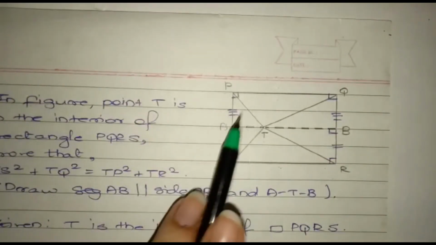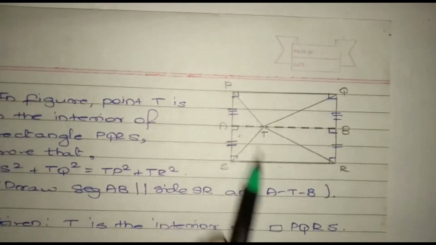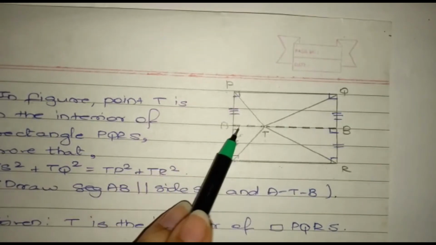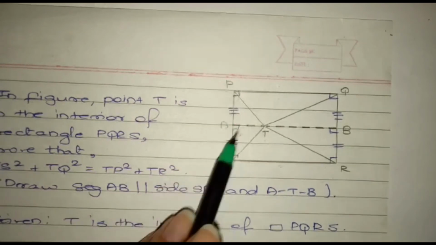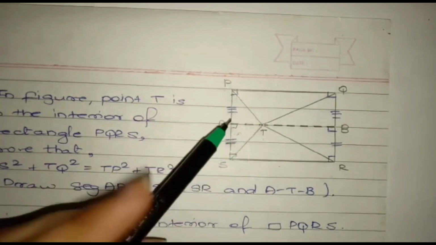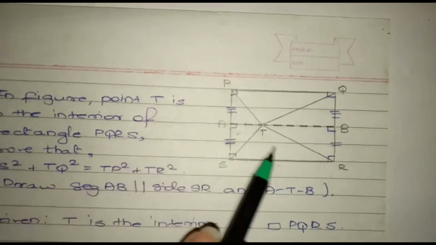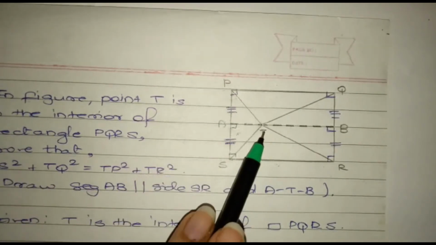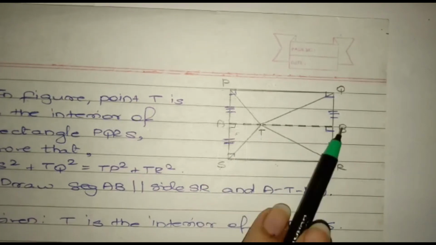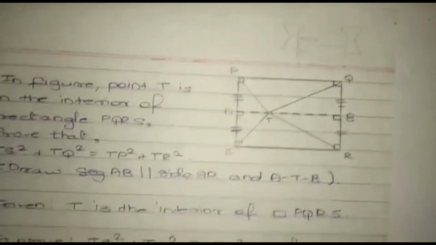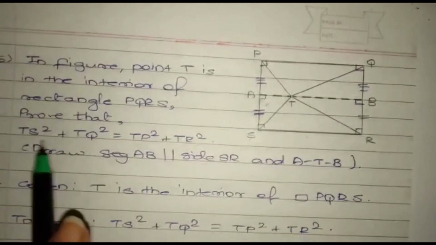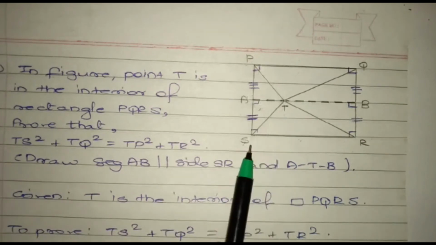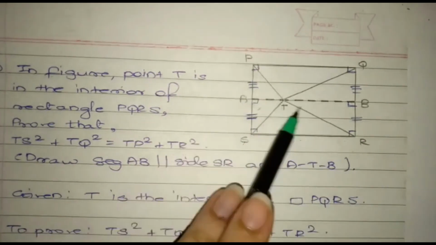Okay. Now in this question we can see we have 4 right angle triangles. Since these two lines are parallel and these two lines are parallel, this angle is also 90 because angles of a rectangle are 90 degrees each. So we can apply the Pythagoras theorem to triangle TAP, also to triangle TAS, triangle TBR and triangle TBQ. We have to apply the Pythagoras theorem 4 times and then add the terms, that is, the hypotenuse terms TS square, TR square, TP square and TQ square.